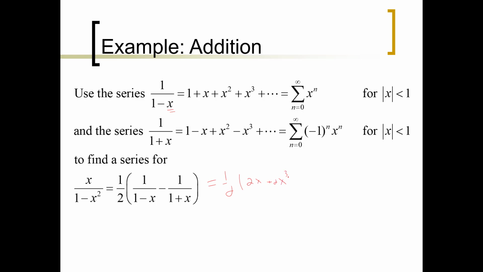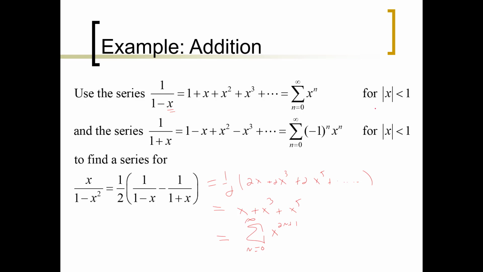I think you can then see that the next one should be 2x to the 5th, and so on forever. But the 1/2 then would distribute through. You would then get x plus x cubed plus x to the 5th, and so on. You could write that as a series as n goes from 0 to infinity of x to the 2n plus 1. That's it. That's the power series for that function, x over 1 minus x squared.